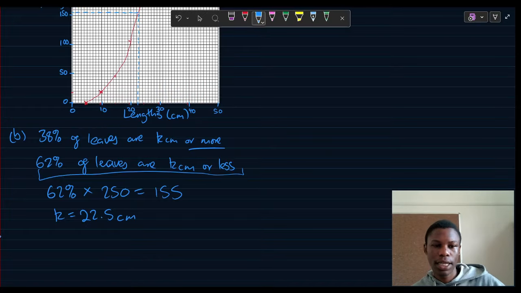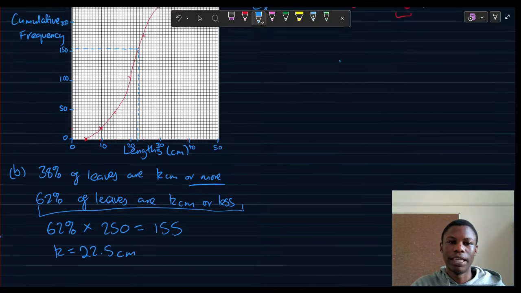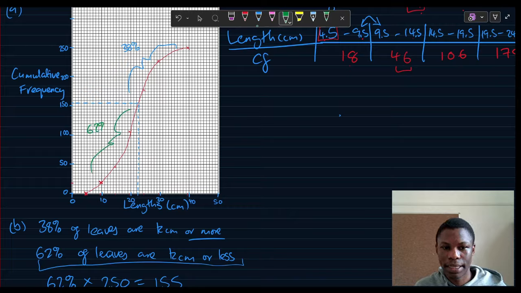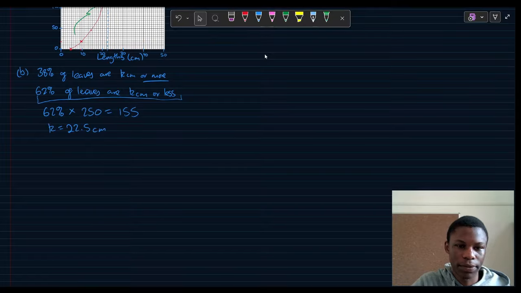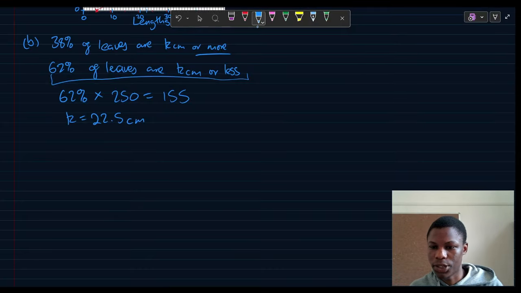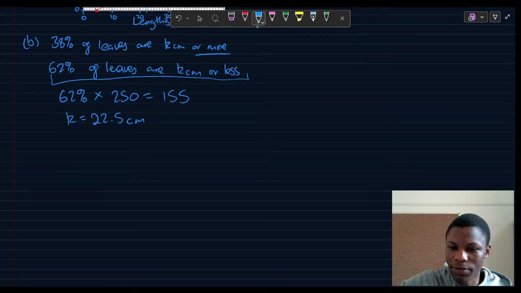22.5 centimeters. So it means that 38% of leaves, this top portion, have length K centimeters or more. But we actually inverted the problem and looked at it from the perspective of 62% having K centimeters or less. But it's the same thing, just a different perspective, which is a life lesson. Sometimes it's easier to solve a problem when you look at it from a different lens.